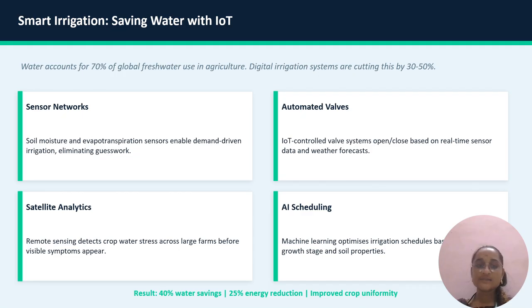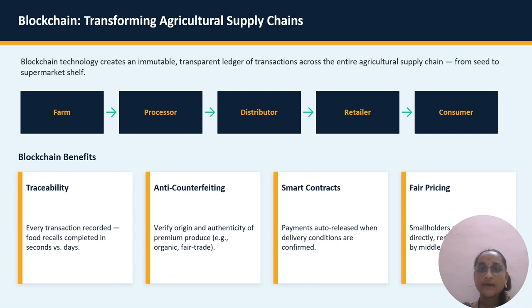And then the next slide is, in this slide, I show how blockchain technology improves transparency in agriculture. It records every step from farm to consumer, ensuring traceability, preventing fraud, enabling anonymous payment, and helping farmers get fair prices.